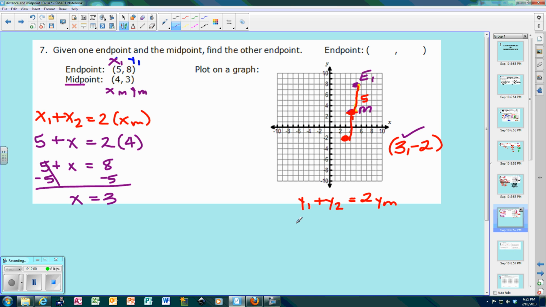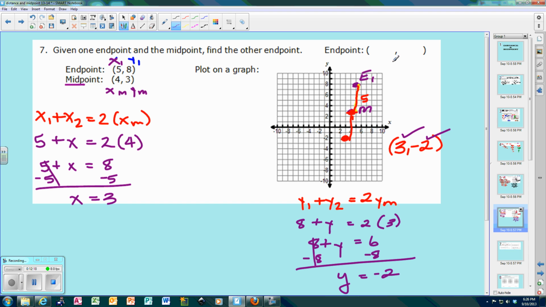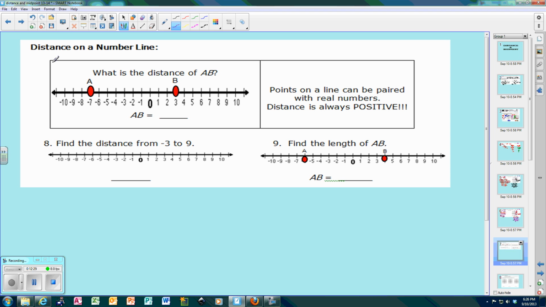So let's try the y values. So we get 8 plus y equals 2 times 3. 8 plus y equals 6. Subtract 8. And we get that y equals -2. Check. So the other end is located at 3, -2. So we'll call this end 2. All right, we're going to stop the video here, and then you'll watch the second video over distance.